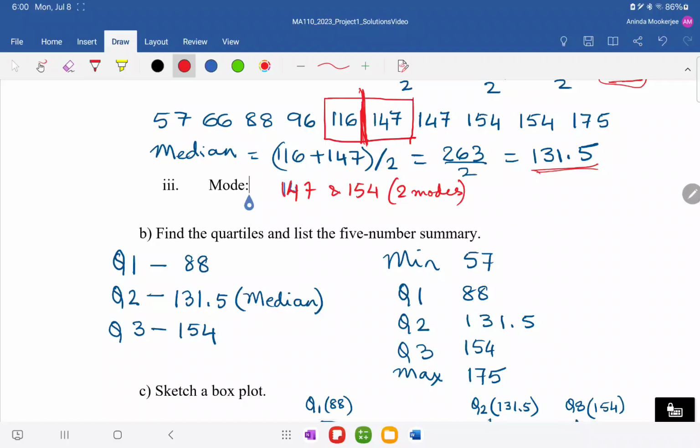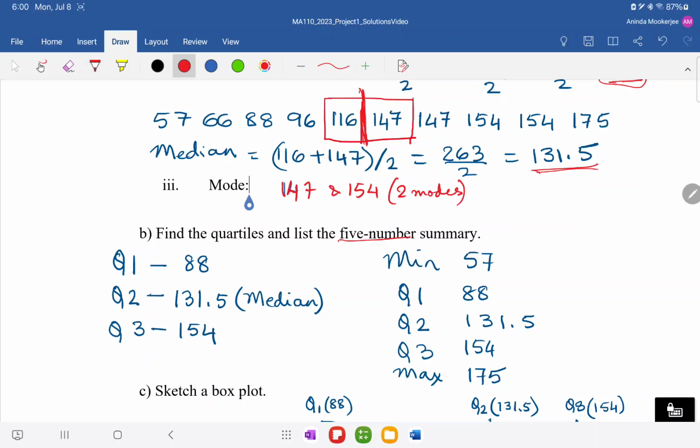Part B says find the quartiles and list the 5-number summary. The 5-number summary comprises the 3 quartiles and the minimum and the maximum value. But we need to find quartile 1 and quartile 3. Quartile 2 we already found, it is the median. So we have to find quartile 1 and quartile 3.